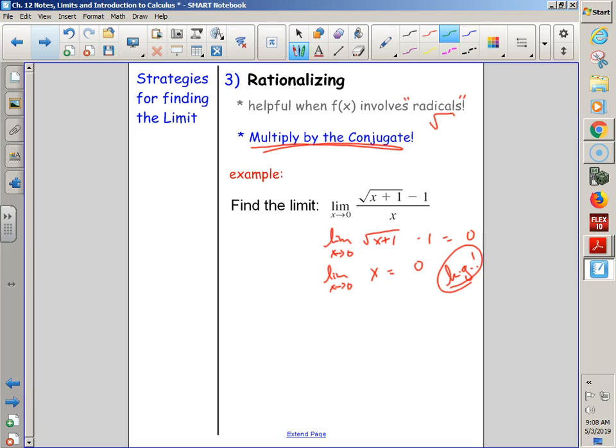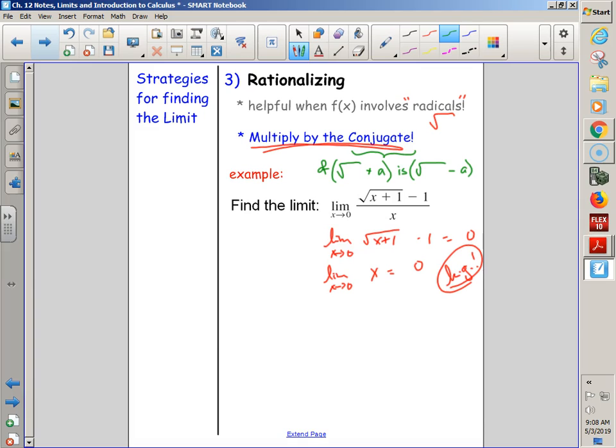Review. The conjugate of a plus b is a minus b. Same thing, just different sign. Now, maybe we should say, but ours are going to have radicals. So, okay, how about this? The conjugate of the square root plus a is going to be the square root minus a.